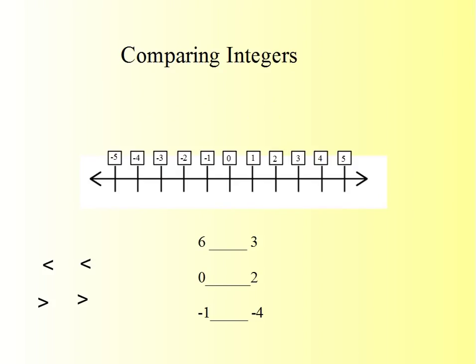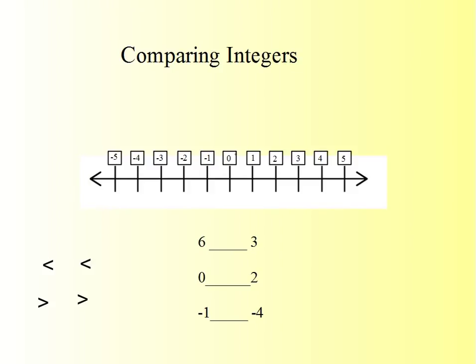In this video, we are going to learn about how to compare integers. When we are comparing integers, it simply means we want to see which of two or more integers is the larger and which one is the smaller. And in order to do that, we just have to remind ourselves a little bit about our number line.